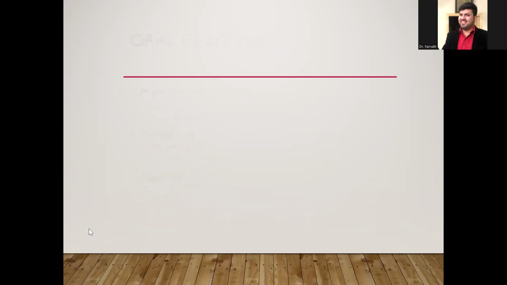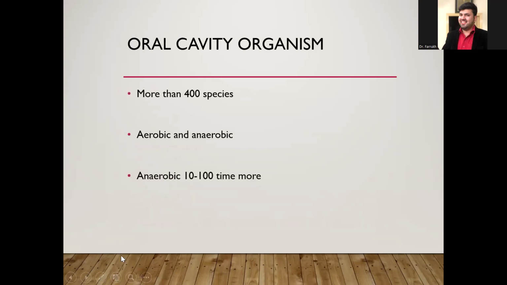Moving forward, the second thing is oral cavity organisms. There are more than 400 species involved in the oral cavity. They are both aerobic and anaerobic. Anaerobes are 10 to 100 times more. You should know that.